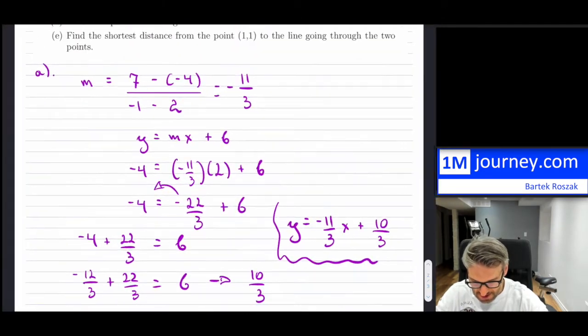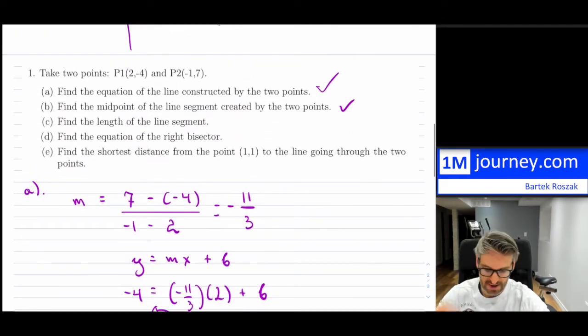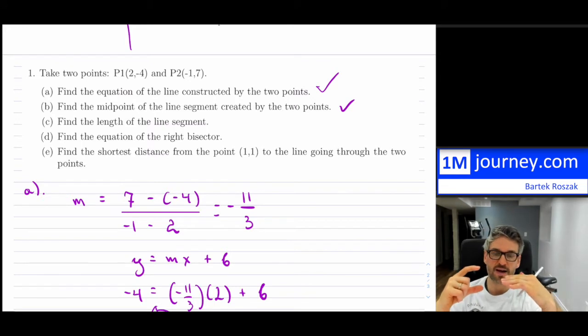All right, so now what's next? The next part of the question says find the equation of the right bisector. So this is basically the perpendicular bisector to this line segment. Now, what does that mean? A right bisector means that it splits the line segment in half. Now, we already have the midpoint, so it splits it in half, and then it's perpendicular to that line segment.